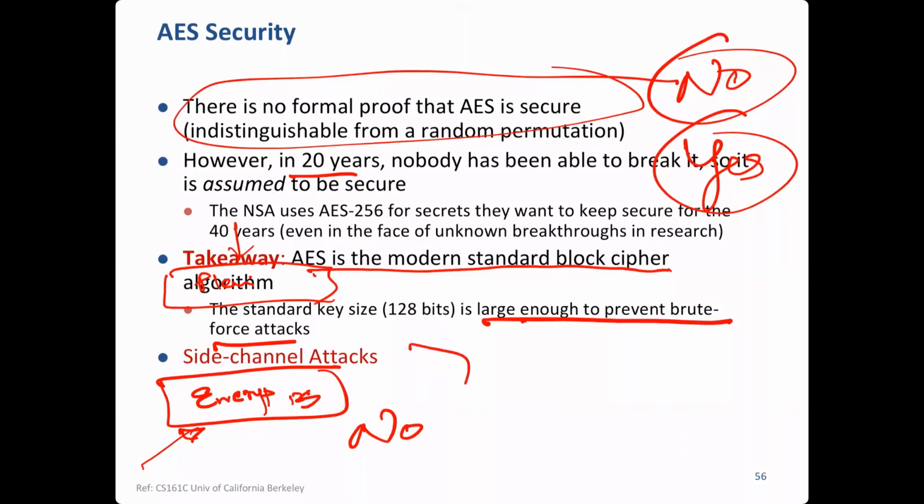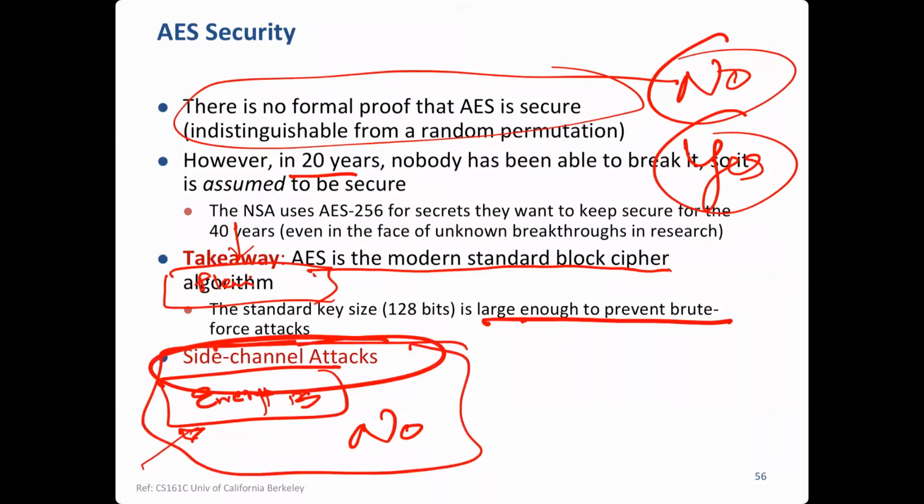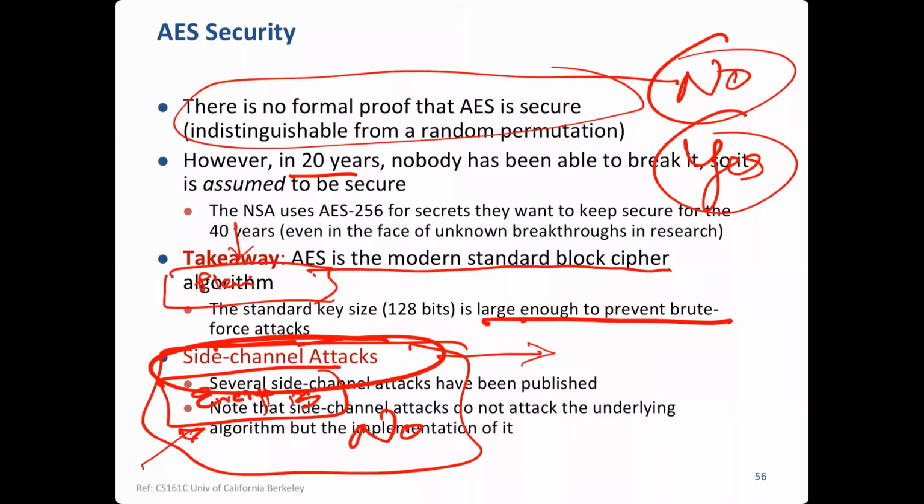However, side channel attacks are possible. This word side channel we are introducing for the first time. The algorithm by itself is perfect, but if you screw up in implementing it, then you can do side channel attacks. So side channel attacks are basically about the way you implement it, and a weakness in that can be exploited. People have exploited side channel effects for this algorithm, but it has nothing to do with the algorithm by itself.